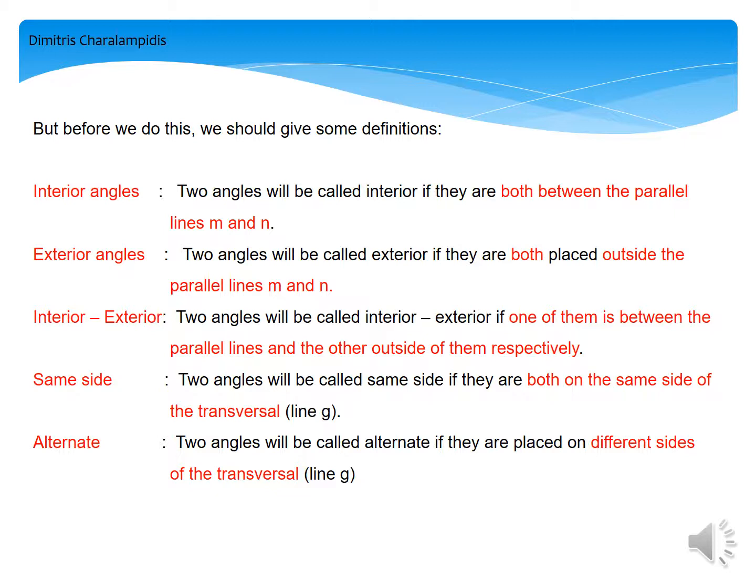Two angles will be called same side if they are both on the same side of the transversal. And remember that by transversal we mean line G. And finally, two angles will be called alternate if they are placed on different sides of the transversal.